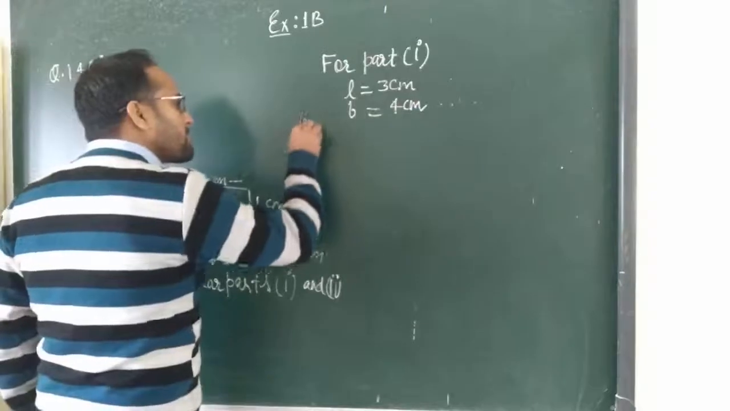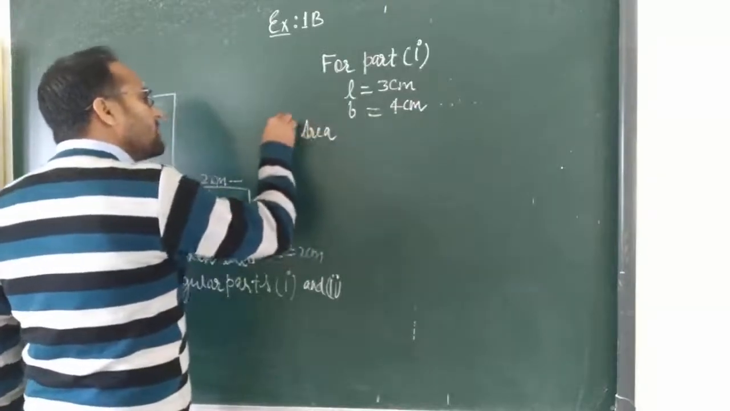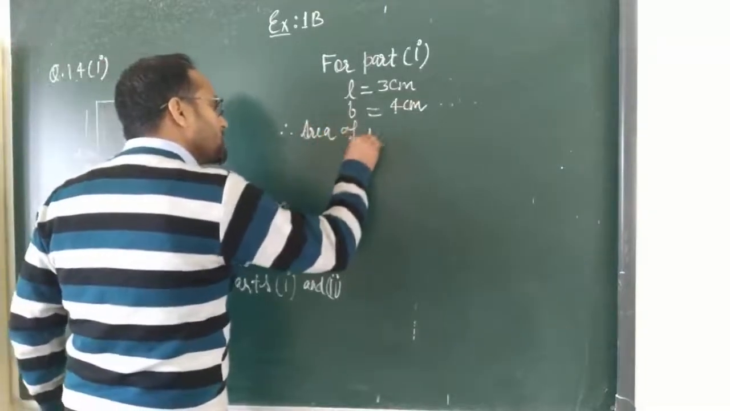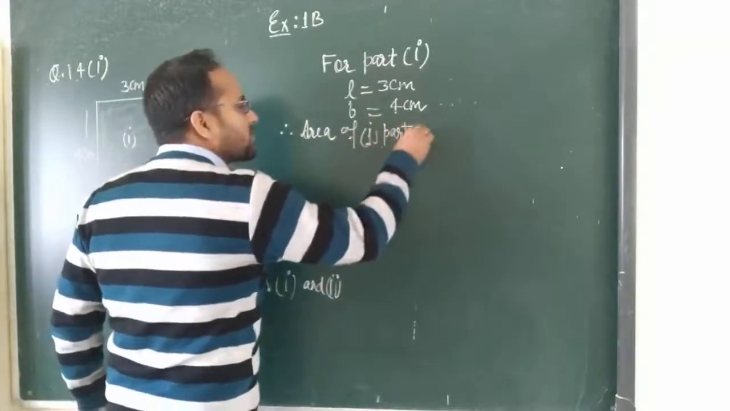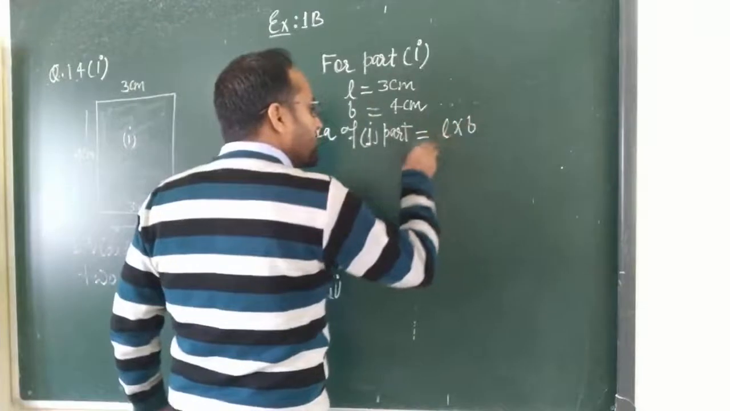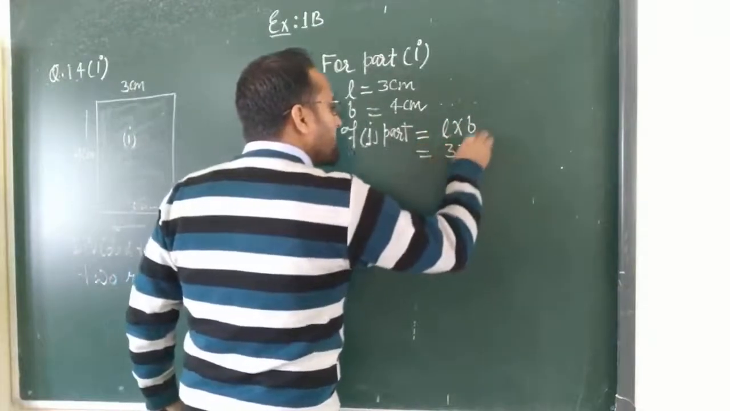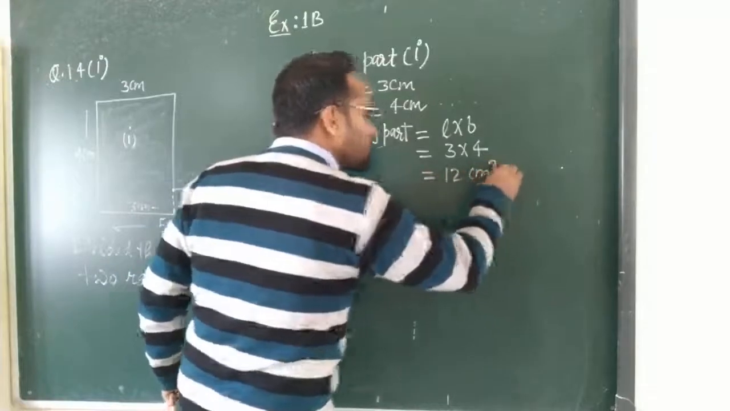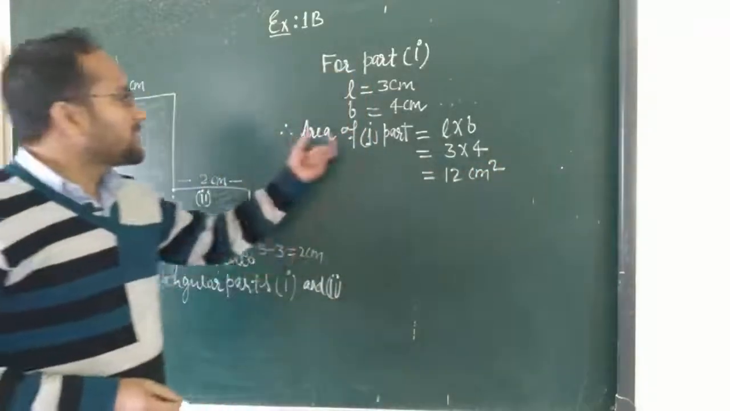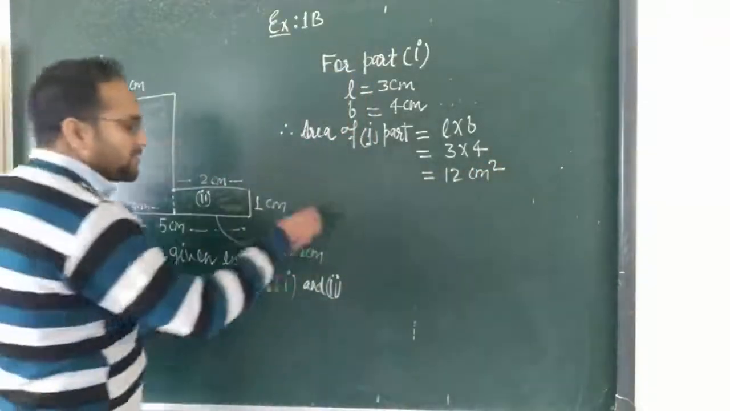So the area of the first part is equal to length multiplied by breadth. So 3 multiplied by 4, you will get 12 centimeter square. The area of this first part is 12 centimeter square.